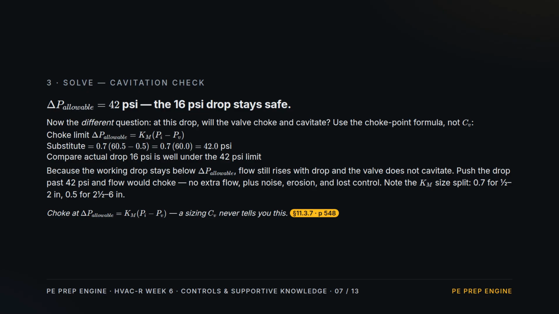0.7 times 60.5 minus 0.5, which is 0.7 times 60, 42 psi. The actual working drop of 16 psi is well under that, so flow still rises with drop, and the valve does not cavitate. Push the drop past 42 and the flow chokes. No extra flow, plus noise, erosion, and loss of control. And mind the Km size split: 0.7 for half to 2 inch, 0.5 for 2.5 to 6.